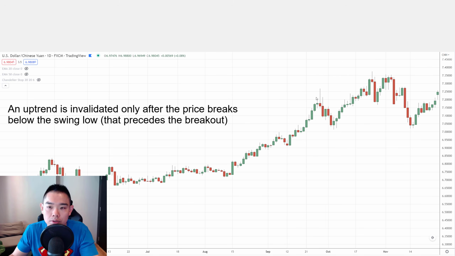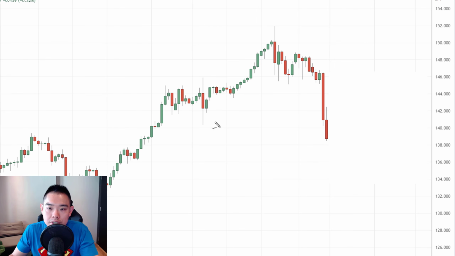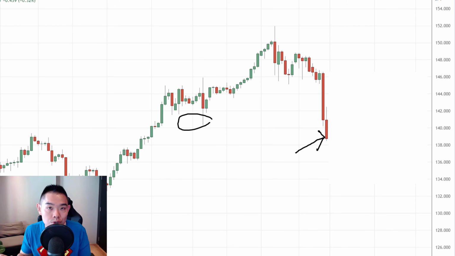One more example. Look at this chart over here. At this point, the market has broken and closed below this low over here. Let me ask you, is the uptrend still intact or has it been invalidated? Otherwise it can be said that the uptrend is destroyed. So what's your answer? Five seconds. 1, 2, 3, 4, 5.